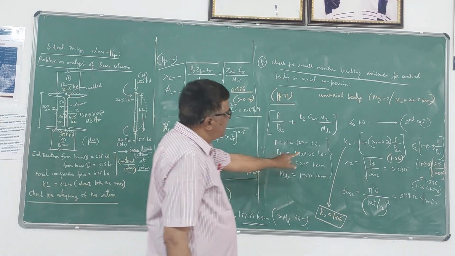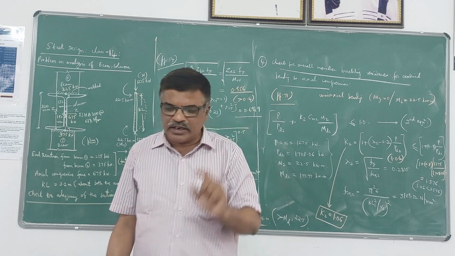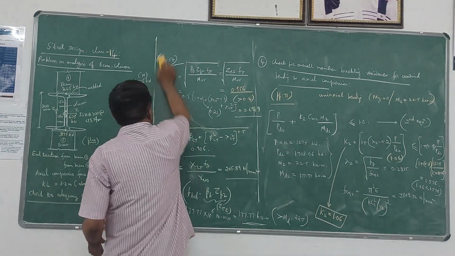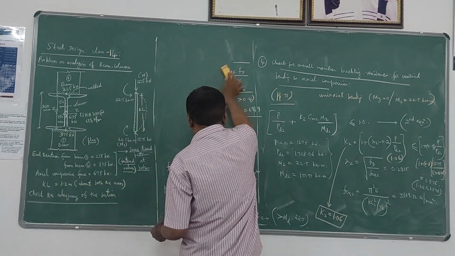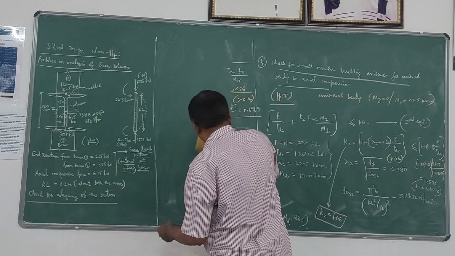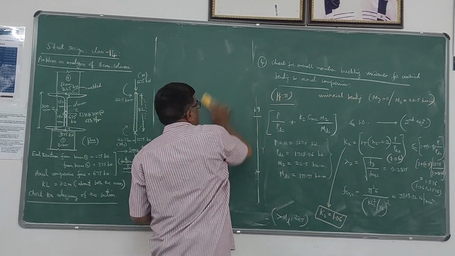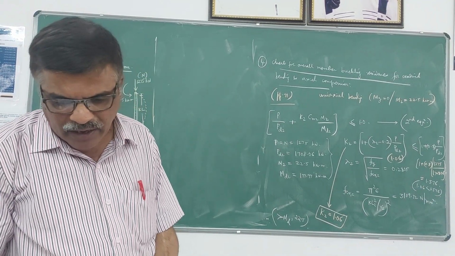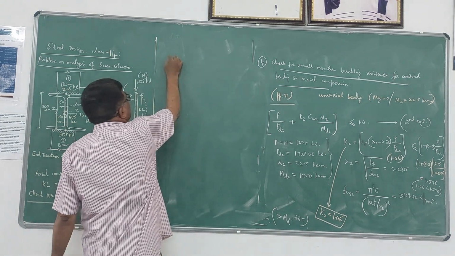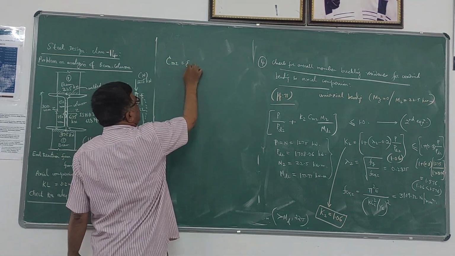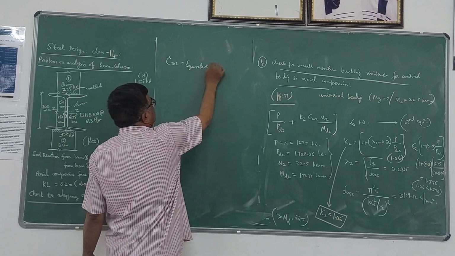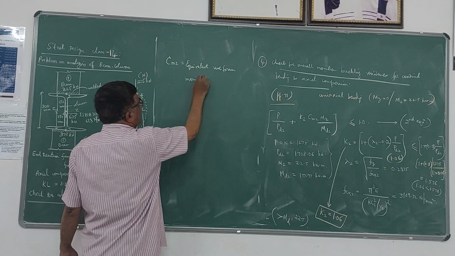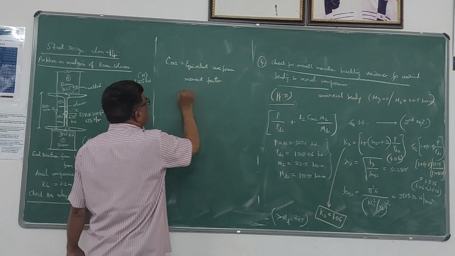Now we need only the value of CMZ. That is the last check we have to do now. CMZ is given on page number 72, where the expression for CMZ is given. CMZ is called the equivalent uniform moment factor. So this is given by an expression.